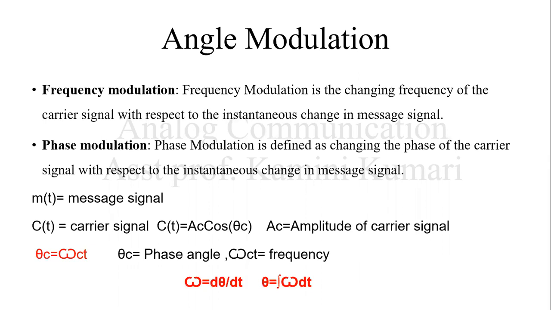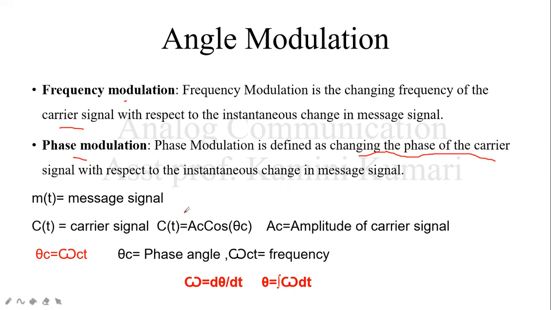So till now, what we have seen for angle modulation, basically there are two types of angle modulation. First one is frequency modulation and second one is phase modulation. For frequency modulation, there will be a change in the frequency of the carrier signal, and the rest of the parameters will remain the same. For phase modulation, there will be a change in the phase of the carrier signal with respect to the instantaneous change in the message signal, and the rest of the parameters will remain the same.